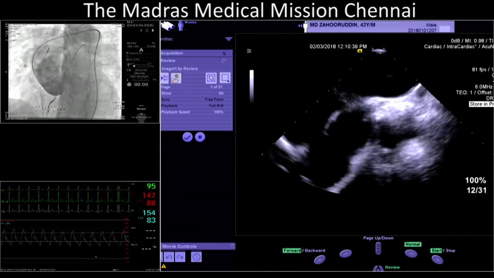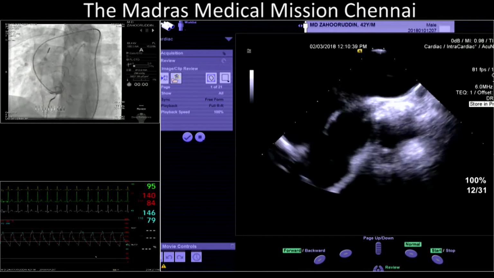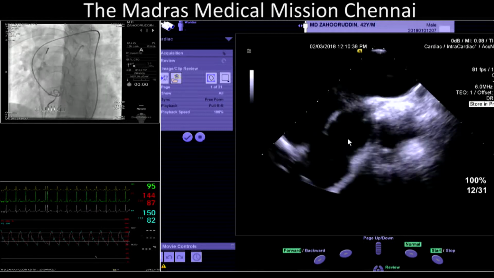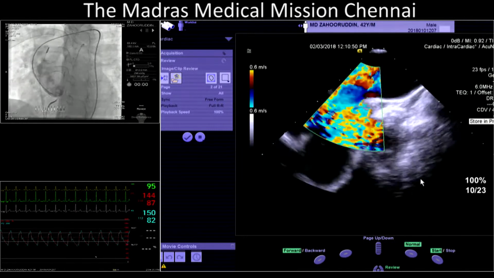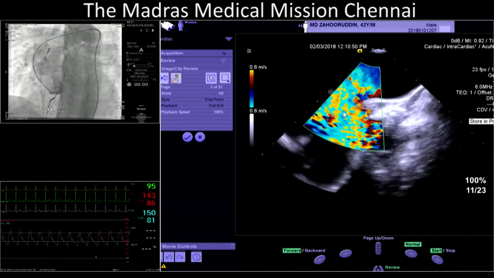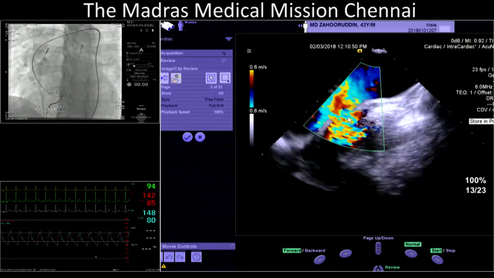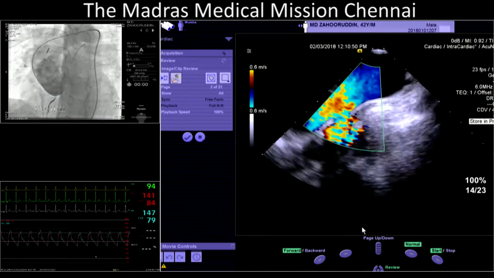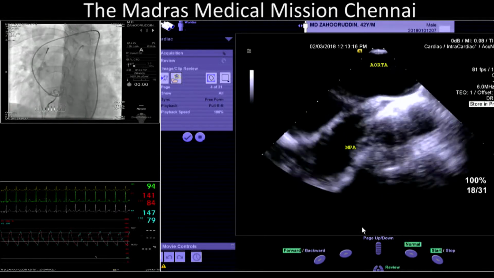So what we have is the ICE catheter in the superior vena cava. The proximal large vessel is the ascending aorta. Yes, that is the ascending aorta, and the distal vessel is the pulmonary artery. Next picture. And that is the AP window. We are able to see the color flow from the aorta into the pulmonary artery. Next picture. So we can see the window.